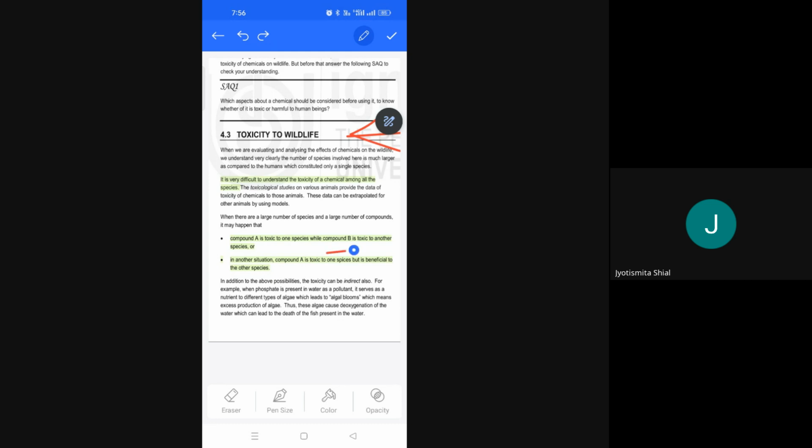Here one example is given. Compound A is toxic to one species, while compound B is toxic to another species. In another situation, compound A is toxic to one species but beneficial to another species. I have already told you, if you do not recall the name of a particular chemical, you can give examples like A, B, C, D, X, Y, Z. That means your understanding is clear and your elaboration is also clear, though you do not know the name of the particular compound.